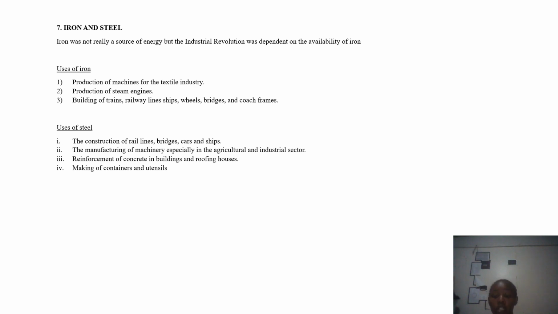Then the uses of steel. It's used in construction of rails, used in manufacturing of machinery, especially in agricultural and industrial sectors. Then to reinforce concrete in buildings and even making containers.